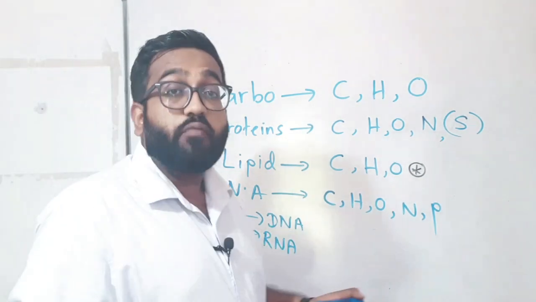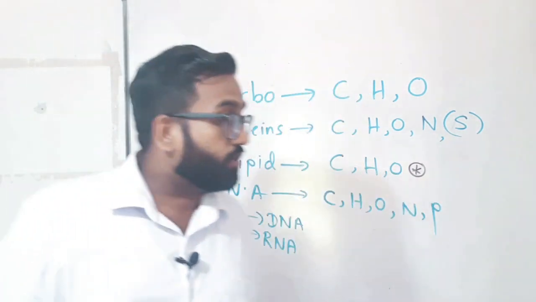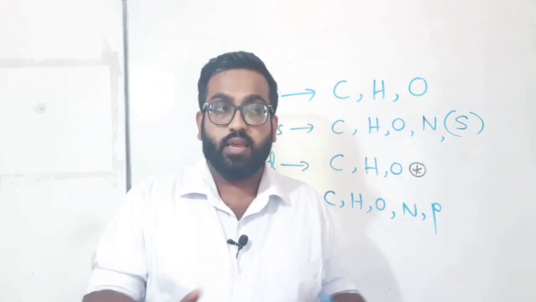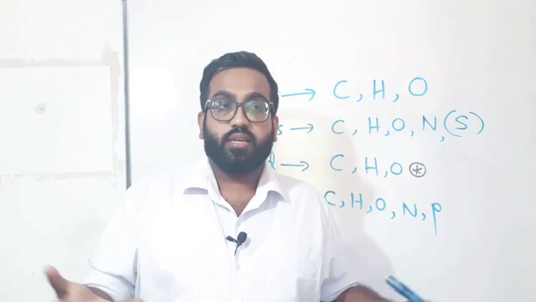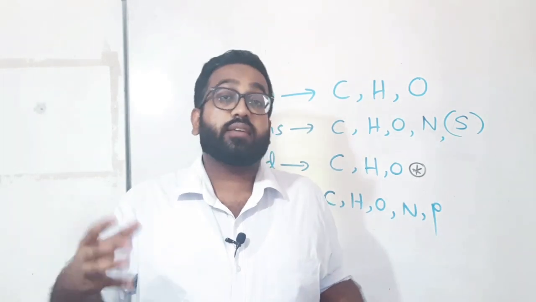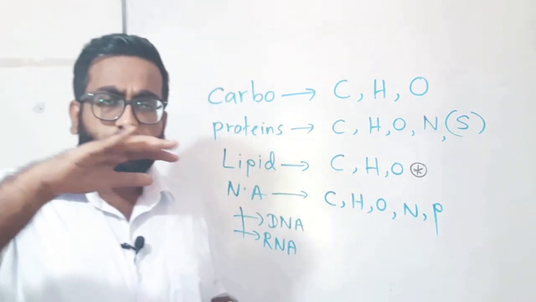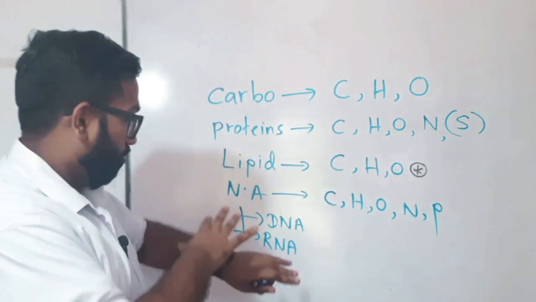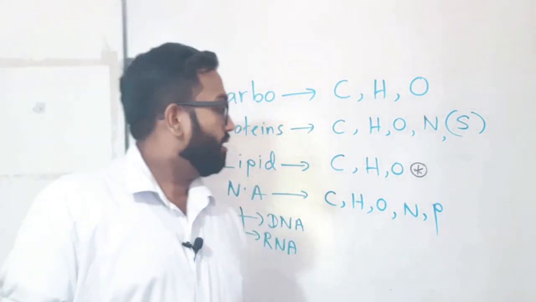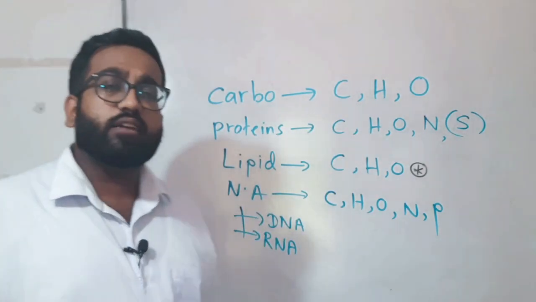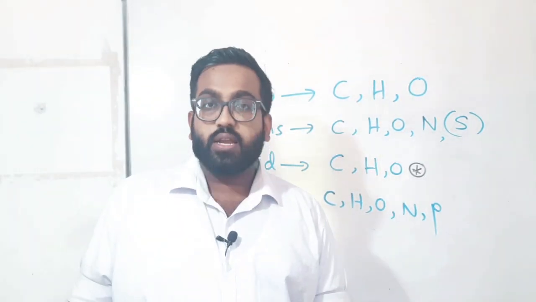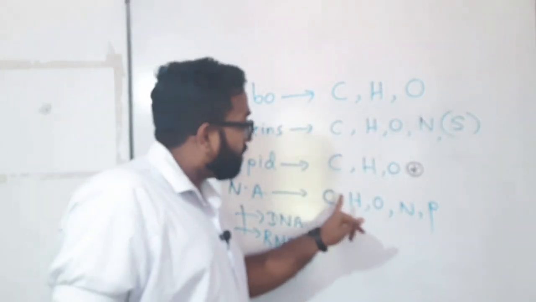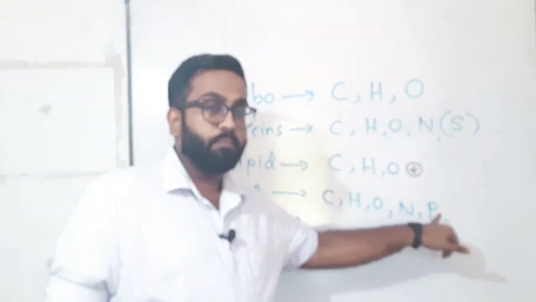And lots of viruses consist of DNA, but some viruses, known as retroviruses, such as HIV, and the coronavirus is also known as a retrovirus, have RNA inside their body. Otherwise, all contain DNA. So DNA and RNA are the examples for nucleic acids. What are the elements in nucleic acids? Carbon, hydrogen, oxygen, nitrogen, and phosphorus.